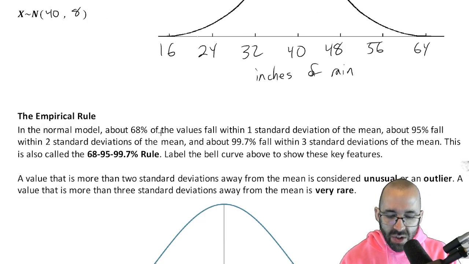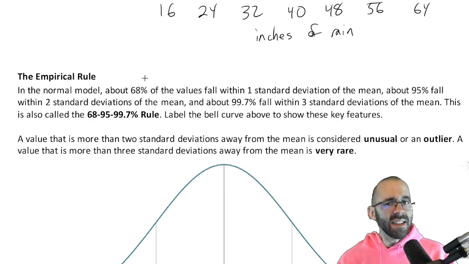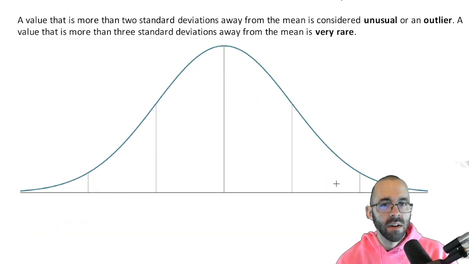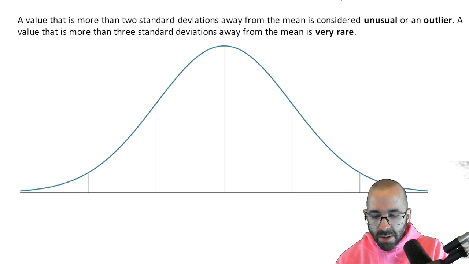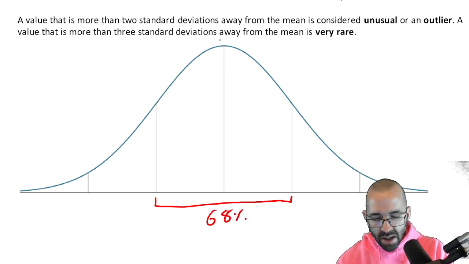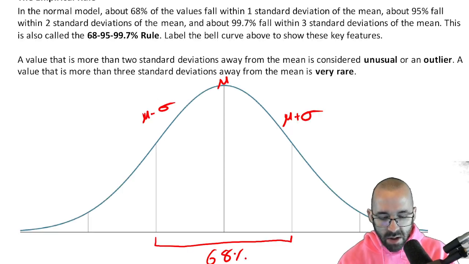All right, let's get into the empirical rule. If we have a normal model, about 68% of the values are going to be within 1 standard deviation of the mean. If this is our mean, and this is 1 standard deviation above the mean at that inflection point, and 1 standard deviation below the mean right here, mu minus sigma, we know 68% of the data should be here. That's called the empirical rule.